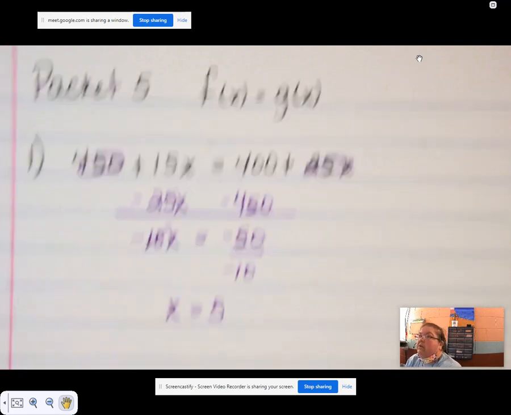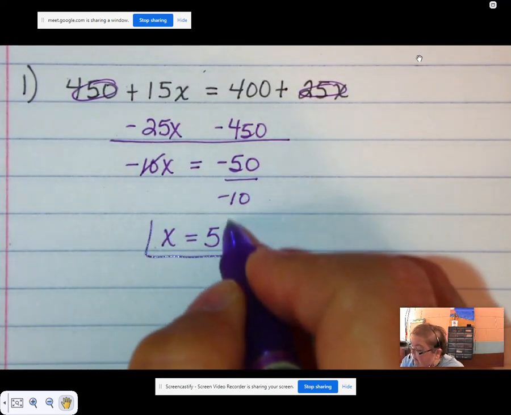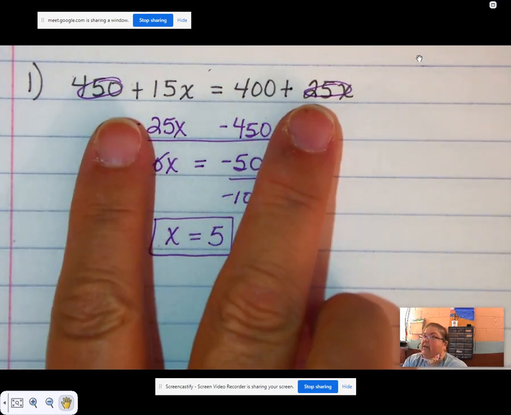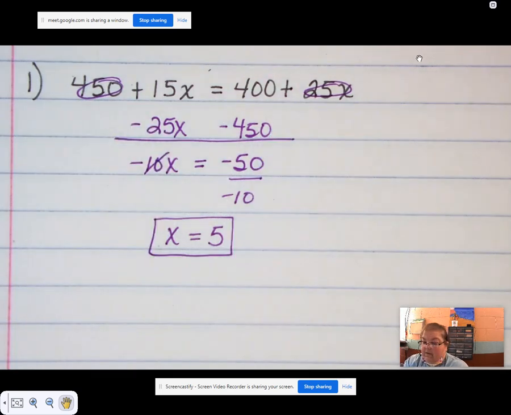So after how many months will they be the same? 5. Your clue is that they are equal to each other. Okay? So that's just a little note to self. And you just solve those. Okay? Both of these are lines. So that's what we're looking for.